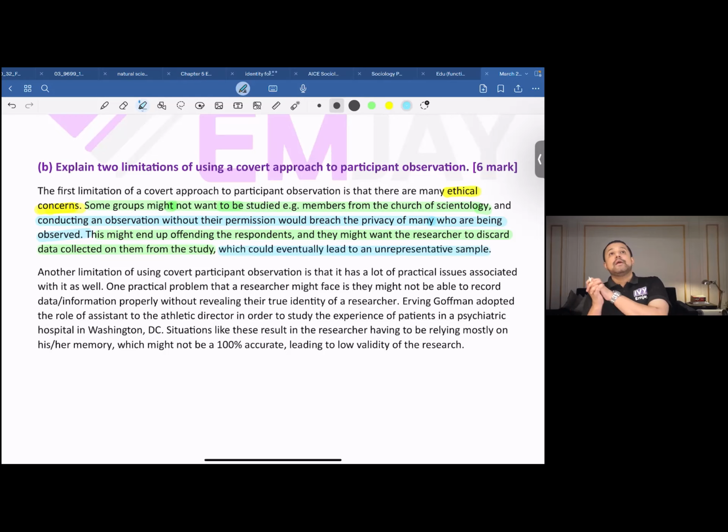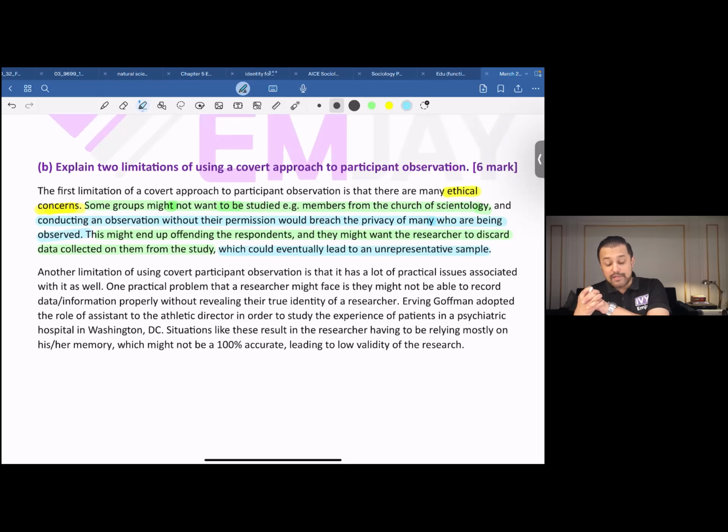Let's just say the researcher very carefully chose a sample, right? Let's just say the researcher wants to conduct a research on different religious organizations, different churches. And amongst those different churches, there's the Church of Scientology as well. Just to give you a slight idea, members of the Church of Scientology are very secretive about their religion and they don't like being studied, right?